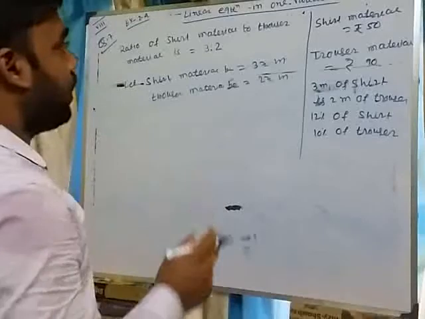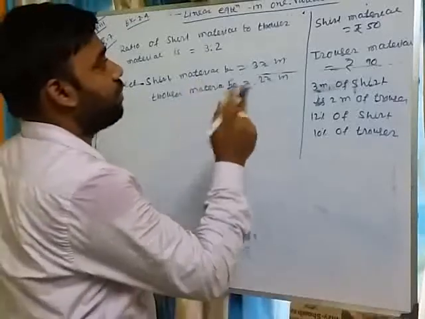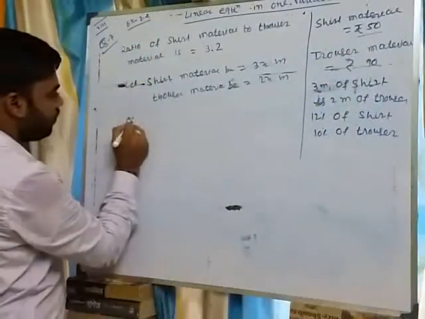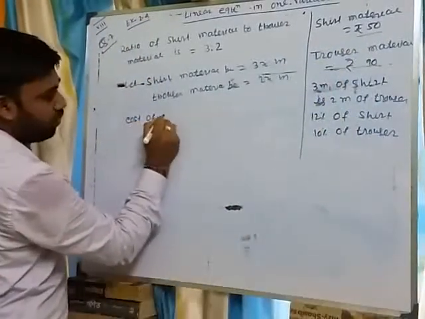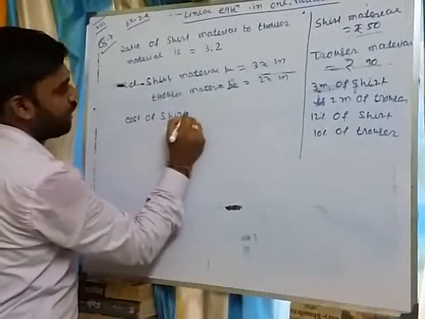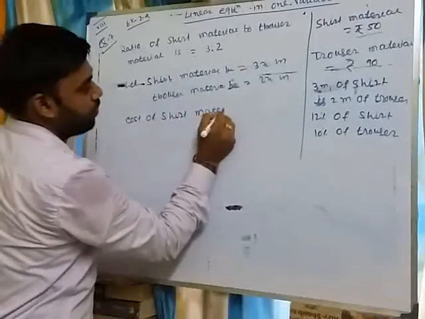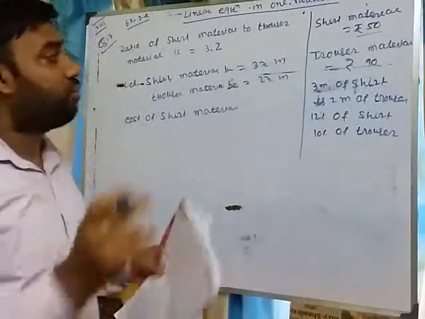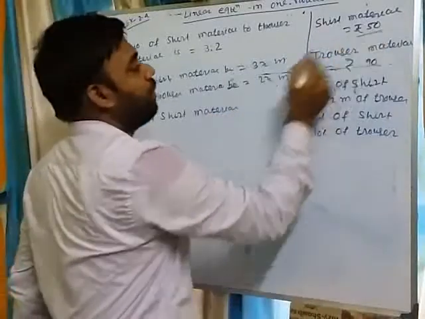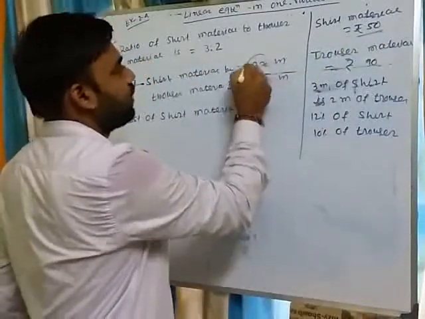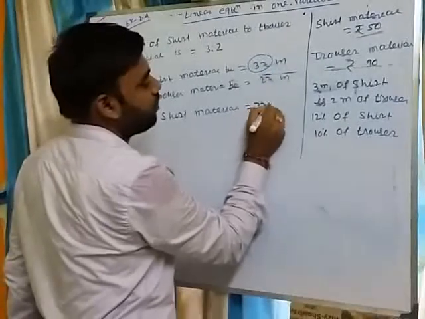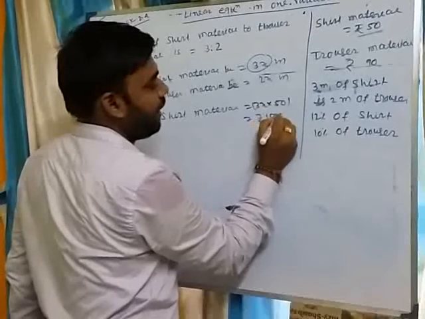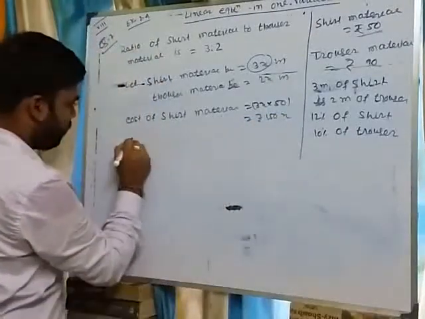Now the cost of shirt material for every meter is rupees 50. Therefore the cost of shirt material, 1 meter cost, is rupees 50 per meter. What will be the cost of 3x? That is 3x into 50, so rupees 150x.